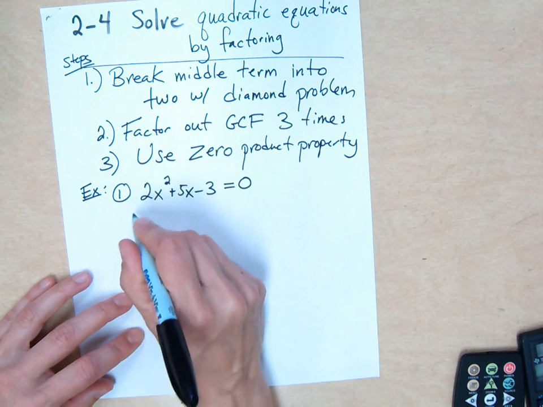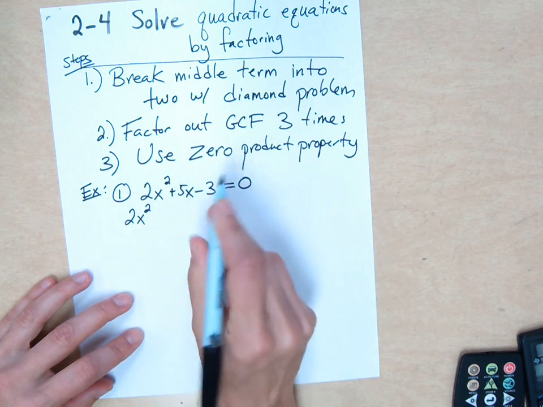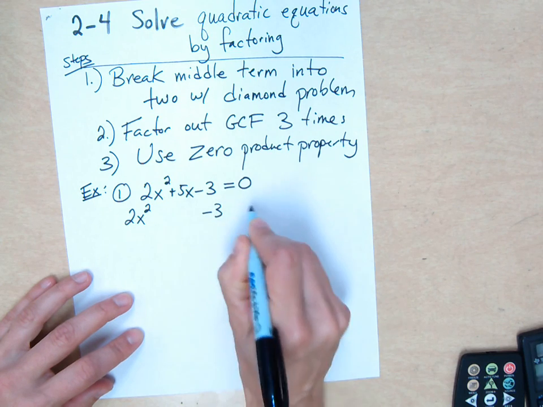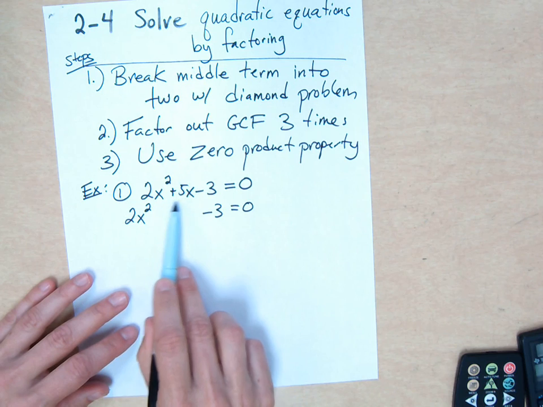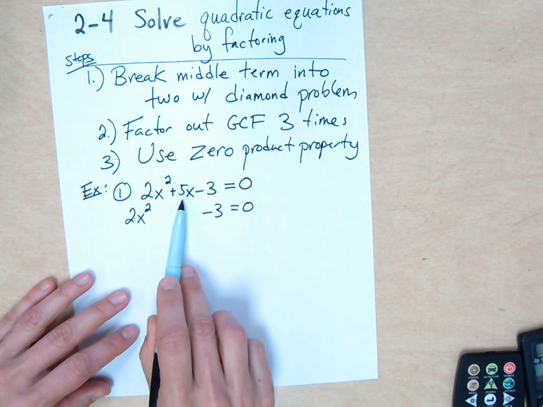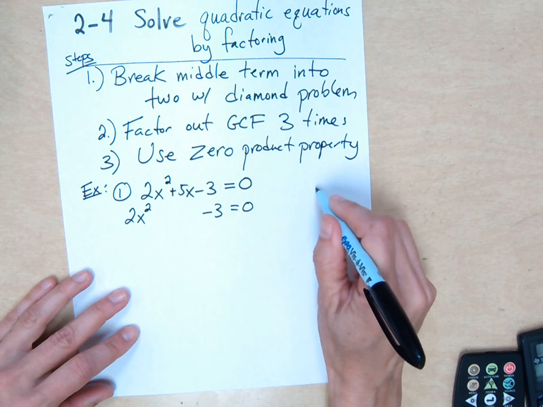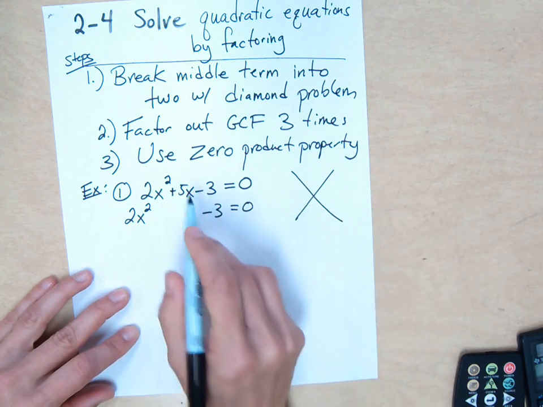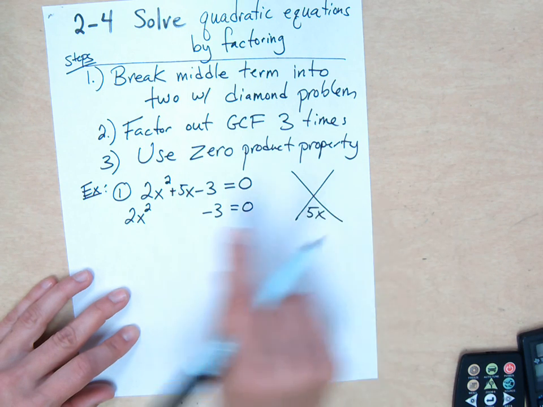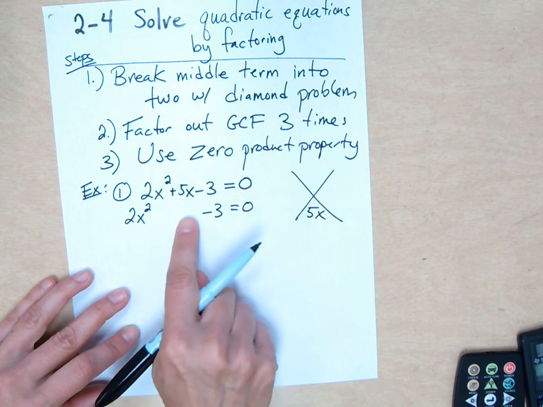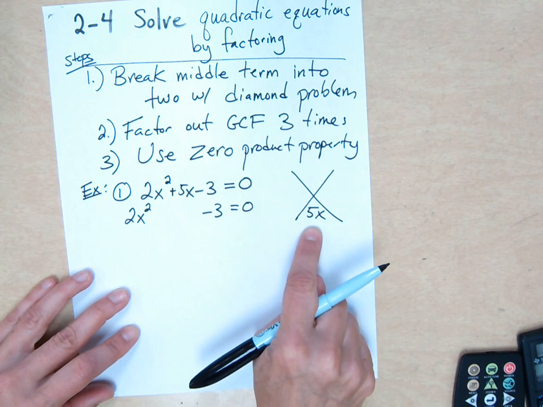So what you do is you rewrite. The first term stays the same, the last term stays the same. Nothing's changing, and we need to break the 5x into 2 things that add to 5x. So you do a diamond problem. This middle term goes on the bottom because we want to rewrite it into 2 things that add to 5x.